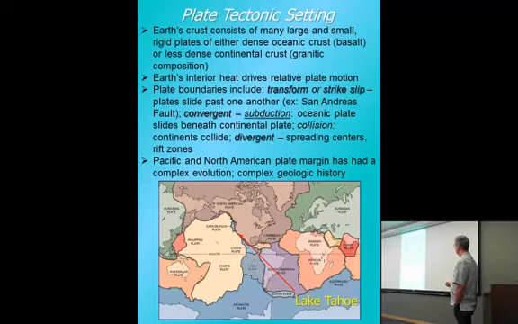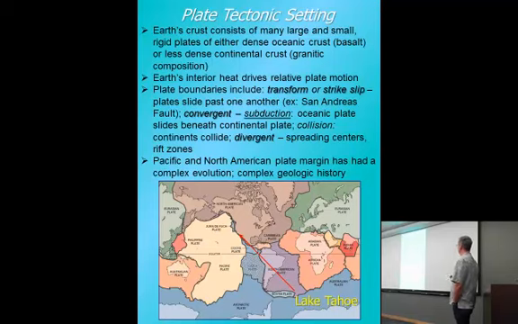The interior heat of the Earth drives the relative plate motion. These things are kind of bouncing around. It's the whole circulation of heat within the Earth that actually drives the upper mantle and the lithosphere to move, and they move relative to each other. And where these things come together, we call those plate boundaries. There are basically three types.